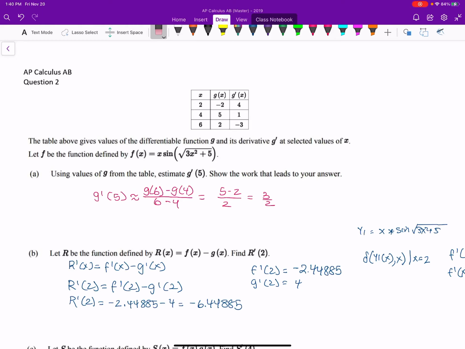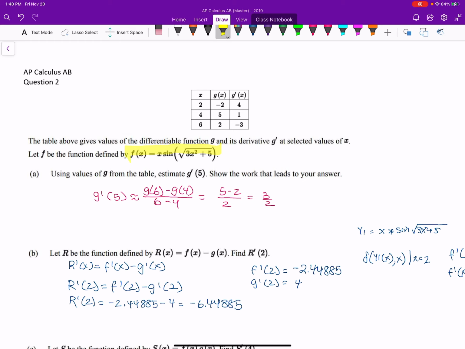Unit 2, FRQ homework, question number 2. In this particular case, it's much more computational than some of the other ones we've been doing. We're given certain values for g and g prime of x in the table, and then we're also given a function.